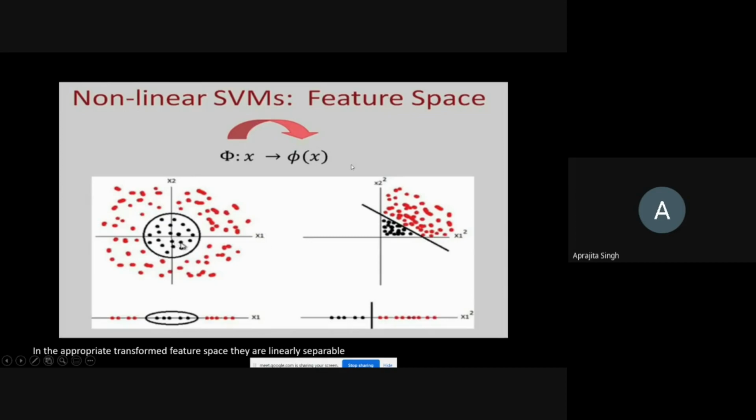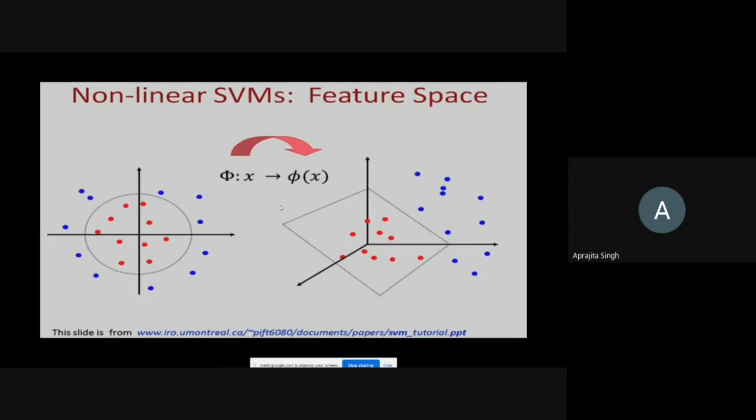From 2 dimension, I've converted to 3 dimension. I've got this. Okay, now it is separable. Ho sakta it is not separable. So you will have to find the appropriate feature space wherein the data becomes linearly separable. Okay, most of the time it is possible.